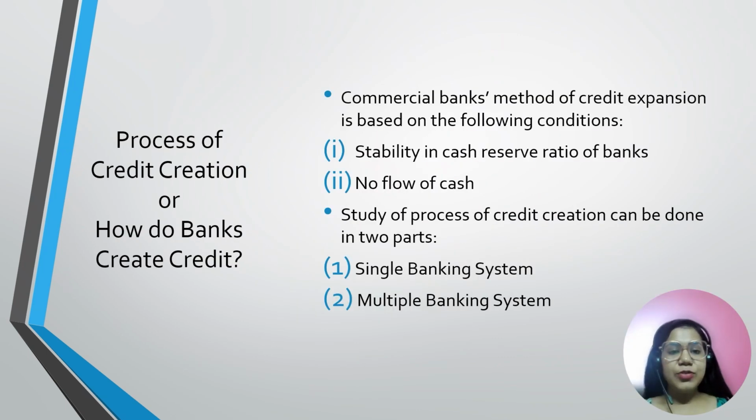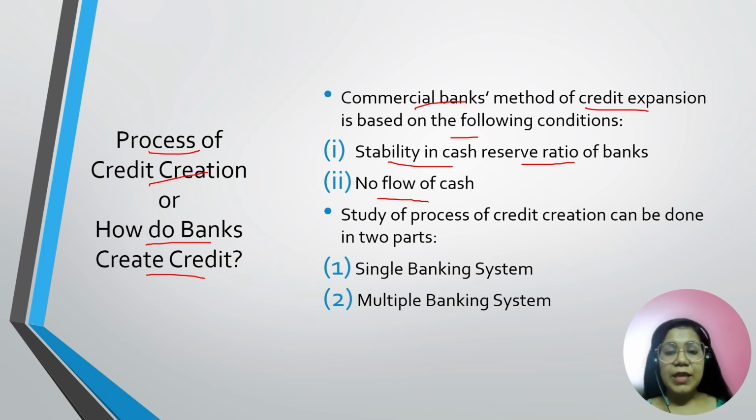So now let's study about the process of credit creation, or we can say how do banks create credit. So the commercial bank's method of credit creation is based on two conditions. First is the stability in cash reserve ratio of banks. So the cash reserve ratio or the net commercial deposits of bank remain constant during the process of credit creation. Second is no flow of cash. This means that excessive flow of cash should not happen from the banking system. That is, people should keep a designated amount of currency with them for exchange.